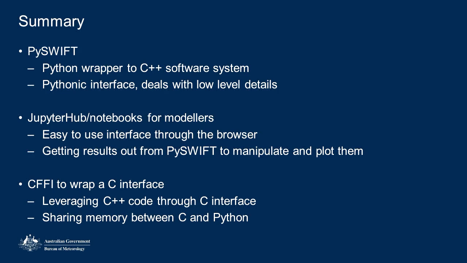Now for the summary. PySWIFT is a Python wrapper to a C++ software system. It has a Pythonic interface and deals with low-level details. In order to use PySWIFT, we use JupyterHub notebooks, so they have an easy-to-use interface through the browser. And we can get the results from PySWIFT and plot them easily. CFFI is used to wrap the C interface to leverage that C++ code through C. And we can then share the memory between C and Python.